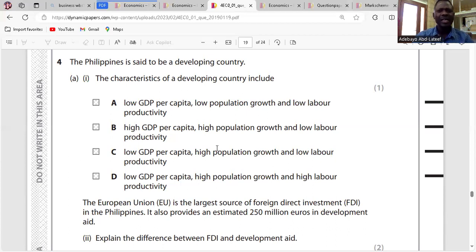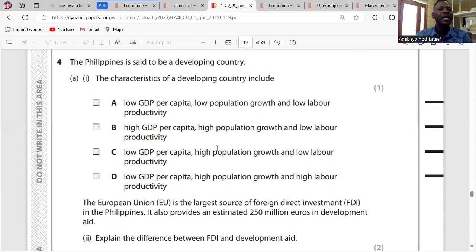They said the characteristics of a developing country include low GDP per capita, low population growth, low employment, and low labor productivity. Low GDP per capita, yes, it's possible. Low population growth rate? No, population is just about how large a country is, and it does not mean you are rich or poor, developed or undeveloped. China has a larger population, and China is becoming a developed economy. So it's not about population.